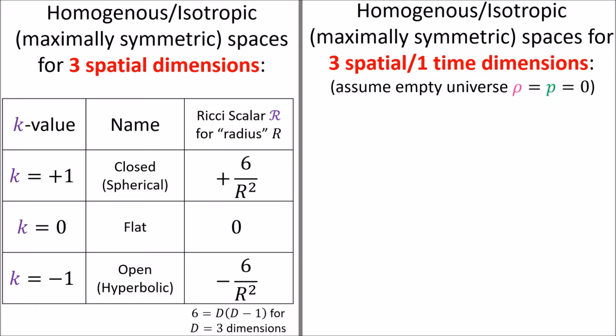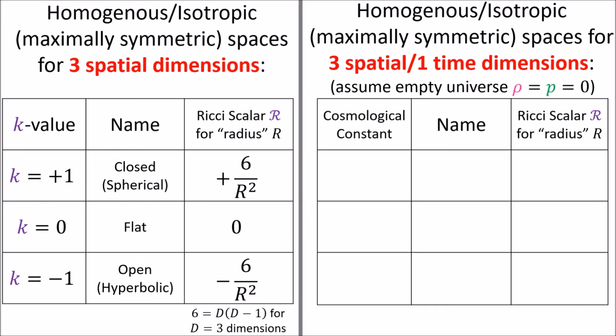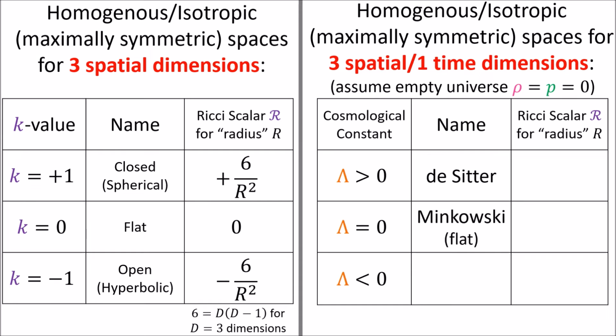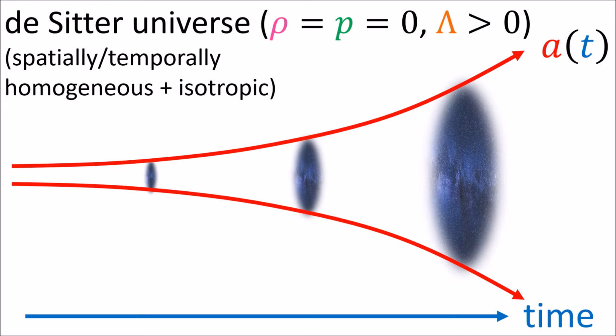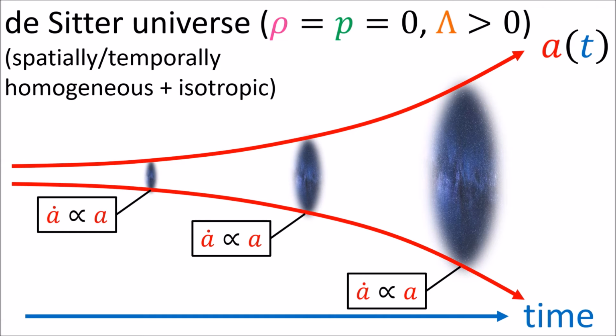These correspond to empty universes with a cosmological constant that's positive, 0, or negative. These are called the de Sitter, Minkowski, and anti-de Sitter universes. And again, each one has a constant Ricci scalar. So for example, the de Sitter universe is expanding exponentially, and the rate of expansion is always proportional to whatever the current size of the universe is. For this reason, all times in the de Sitter universe appear identical. There's no way to tell how old or how new the universe is just by looking at the current time.